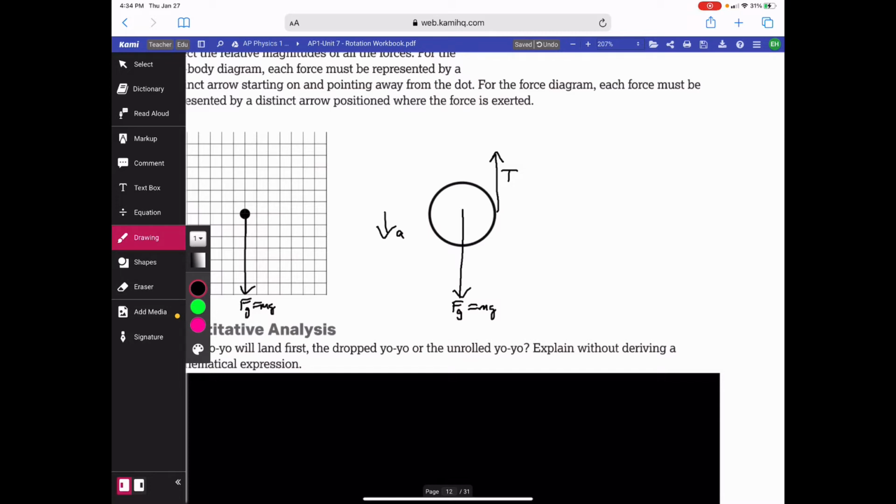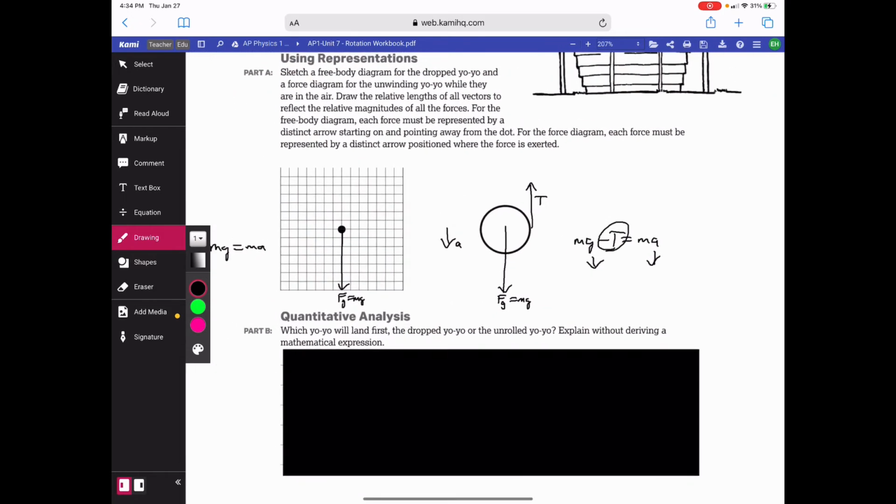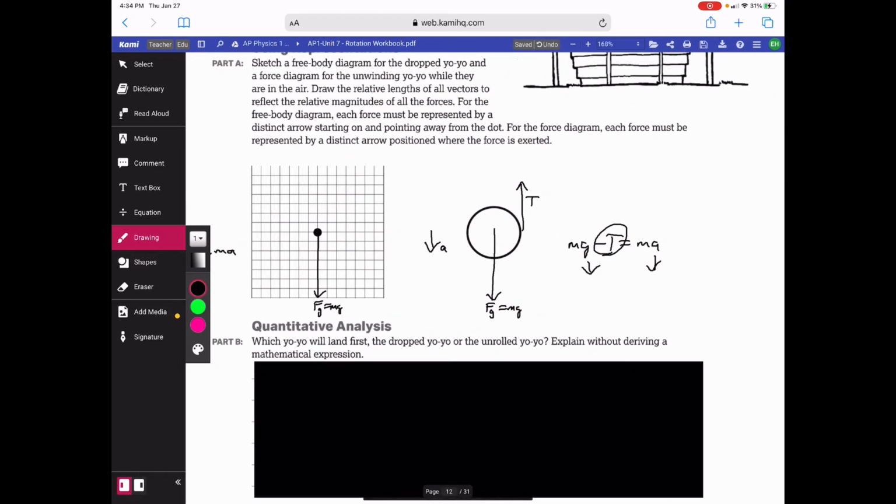In the case of the unwinding yo-yo, mg minus tension equals ma. Now you'll notice you're subtracting from the weight. That means your overall net force is less. That means your acceleration has to be less. What that tells you is which yo-yo lands first? The free-falling yo-yo should land first.